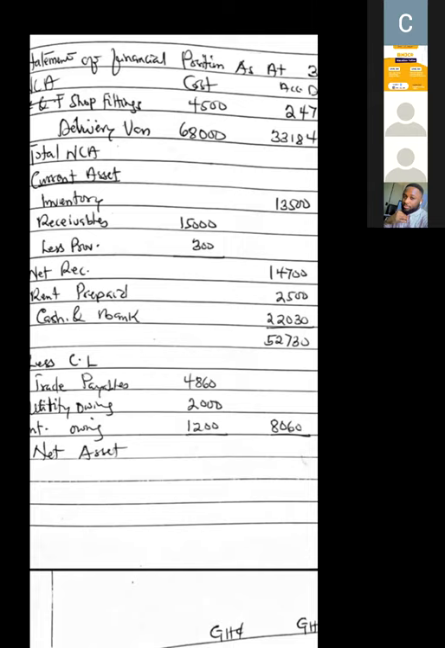All right. And with receivables, you all know that we have receivables of 15,000 with less provision of 300. All right, and that would give us.